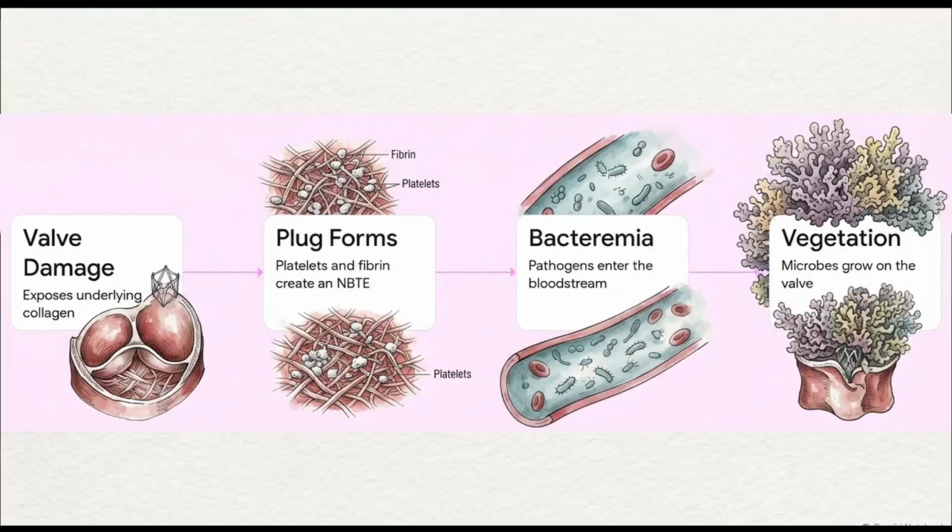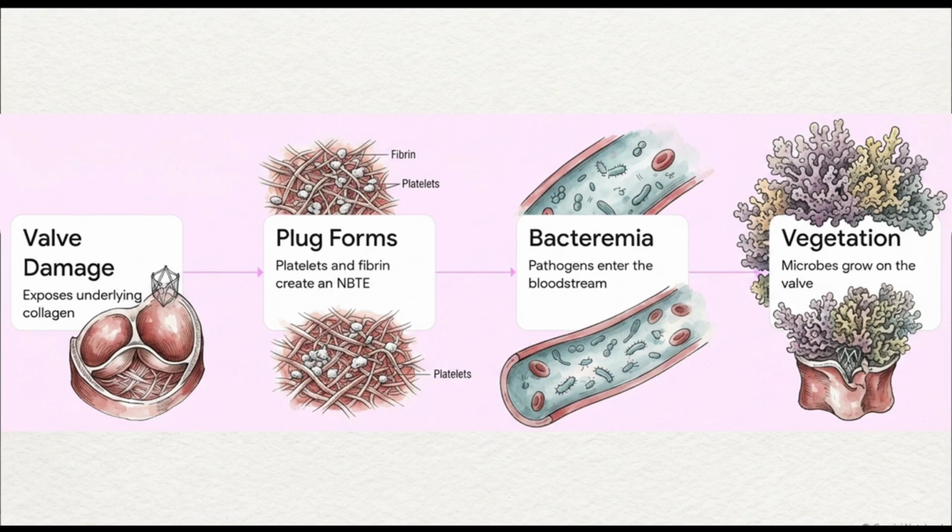For this disease to really take hold, it requires what is literally a four-step perfect storm. Step 1 is valve damage. Something like rheumatic heart disease, or even just having a prosthetic valve, strips away that protective endocardium and exposes the super sticky collagen underneath. Step 2, a platelet and fibrin plug forms right over that damage. We call this sterile clot a non-bacterial thrombotic endocarditis, or NBTE.